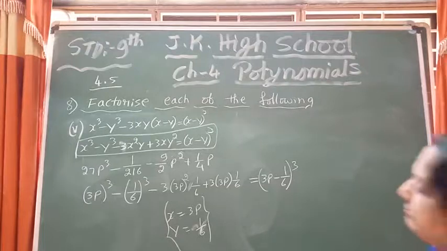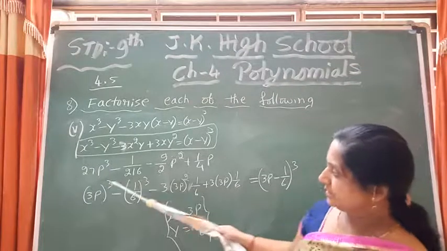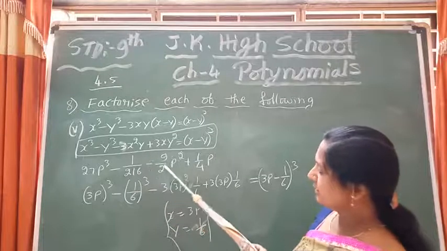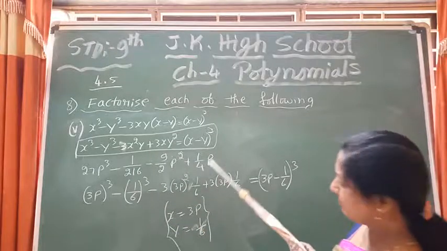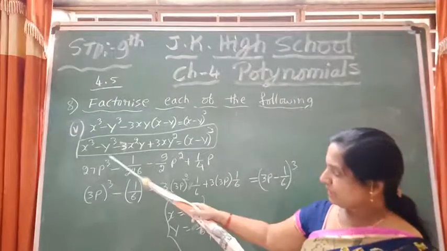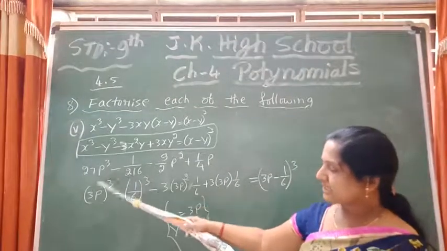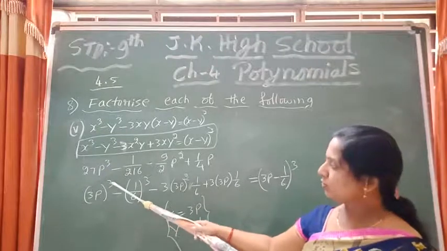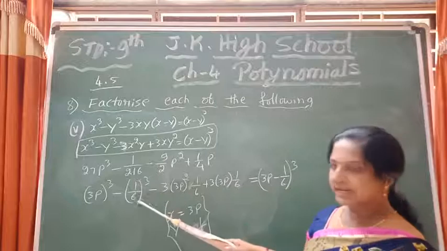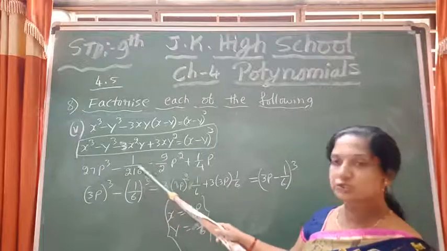Children, in the same manner, the fifth question is this one: 27p cube minus 1 by 216 minus 9 by 2 p square plus 1 by 4 p. But fractions are there, don't get confused. So p cube is there in cubic form. 27p cube I can write as (3p) whole cube. This one, 1 cube is 1 only. 216 I can write as 6 cube; 6 cube is 216 only.